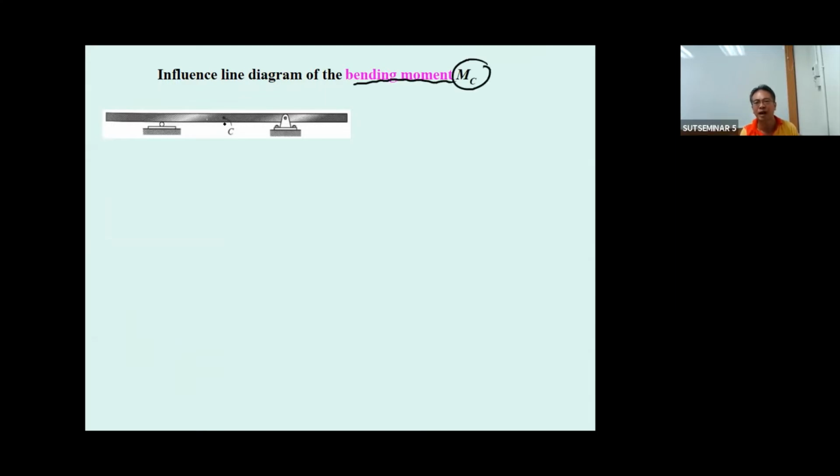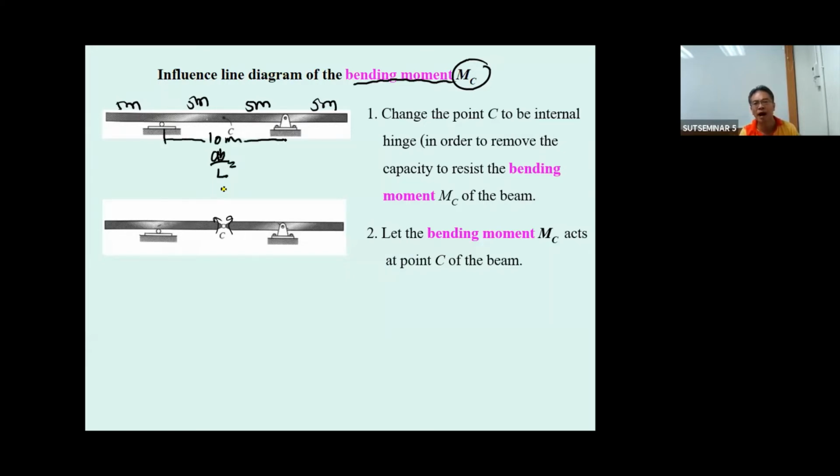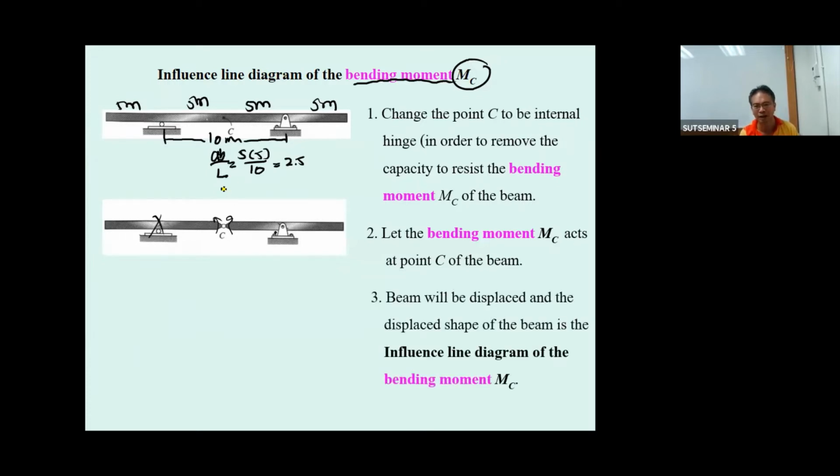You have to put the hinge at point C. When you put the hinge at point C, you apply the moment over here. Point C will move up to the new position. If this one is 5 meters, this one is 5 meters, this one 5 meters, this one 5 meters, this one is going to be AB over L. This one is going to be 10 meters for the L. It's going to be 5 times 5 divided by 10. That is going to be 2.5. Okay, this is the rotating point. The beam moves, you get this shape. If this one is 2.5, this one is going to be minus 2.5, and this one also minus 2.5.